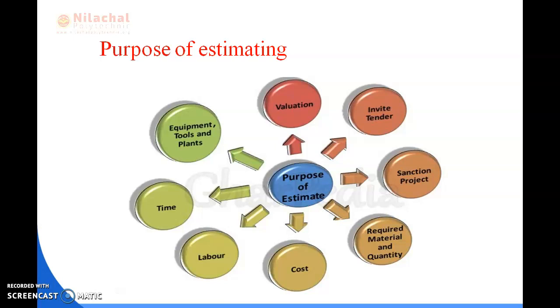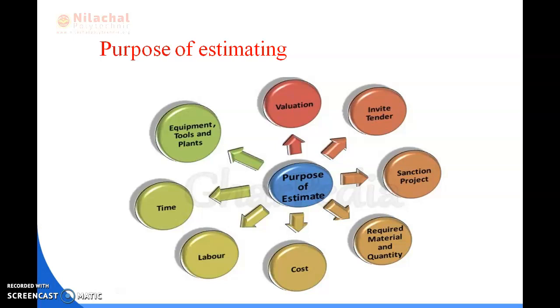Cost control is the main objective of estimation. Before we go through any work, any construction work, any type of work, first we have to know about the cost of the project. For example, before we build a residential building, first we have to know how much that building will cost. So, cost control is very much important.